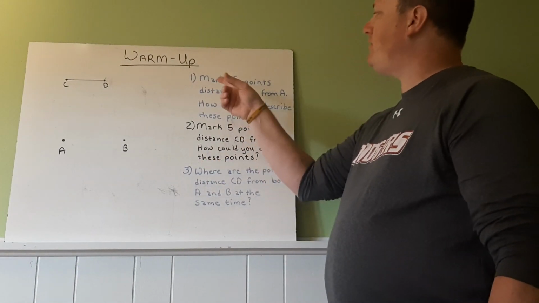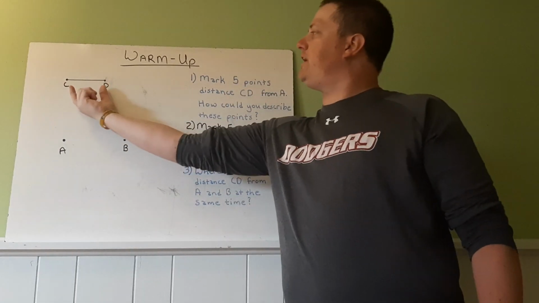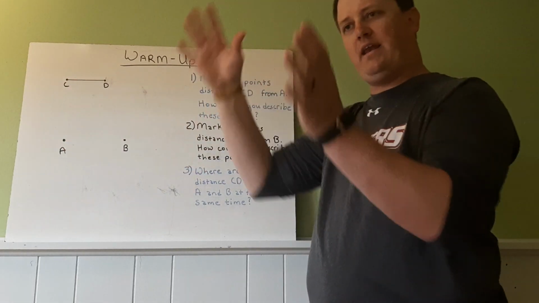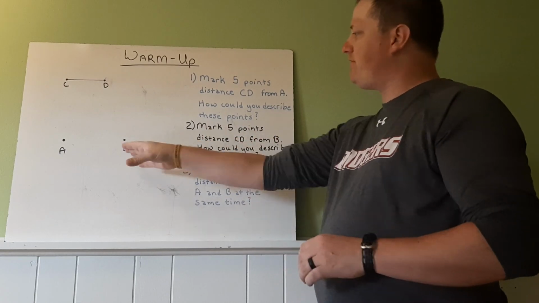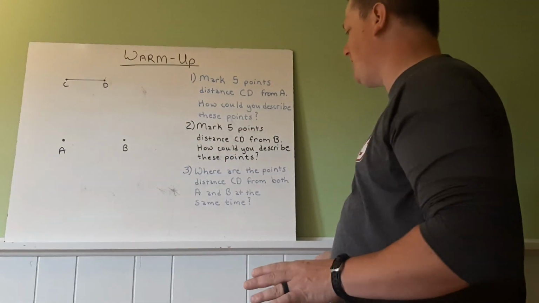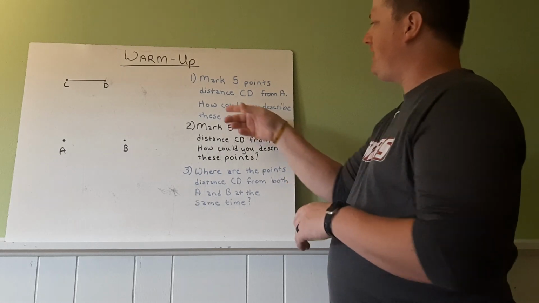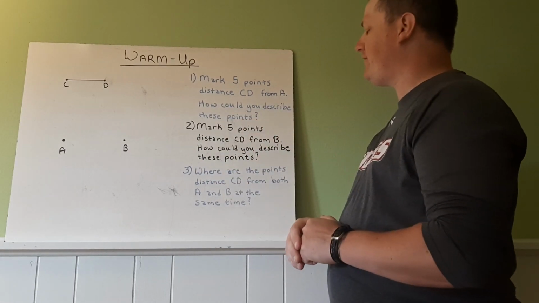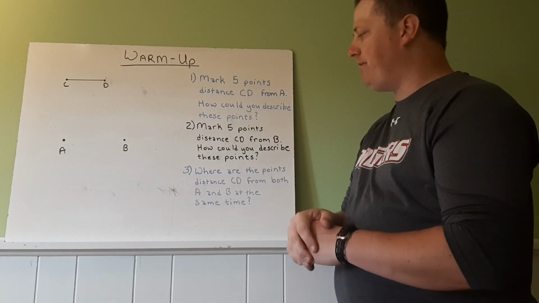All right, what I want you to do is mark 5 points distance CD from A. So we're going to use CD. We're going to measure 5 points around it. So we're kind of mapping out where that circle might be. All right, and then we're going to do the same thing for B. We want to use this distance and mark out 5 points on it. Okay, once you've done those 2 things, how could you describe these points? So what do you know about those points that you've just made around A and around B? So do that for both of them.